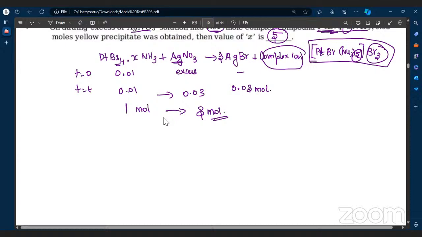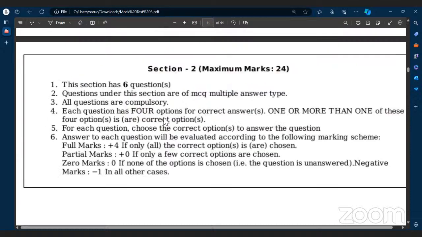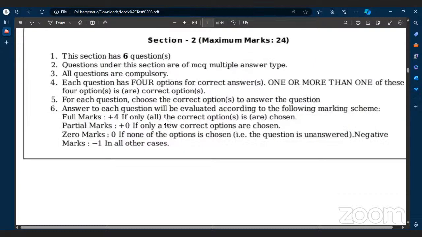Yes, ma'am. Moving to the next question. It is one or more than one correct option, so you'll be having full marks and negative marks there.